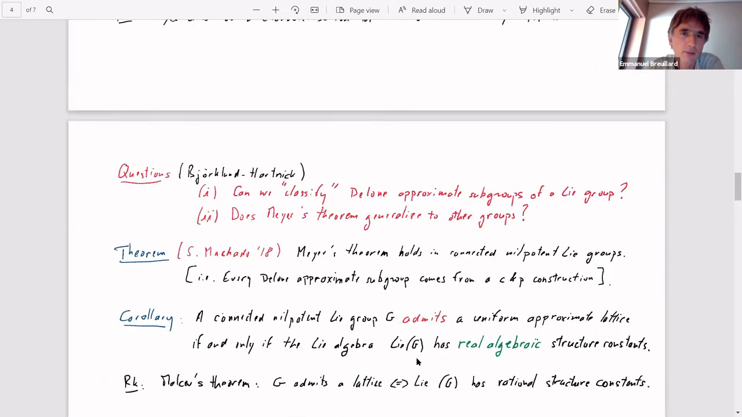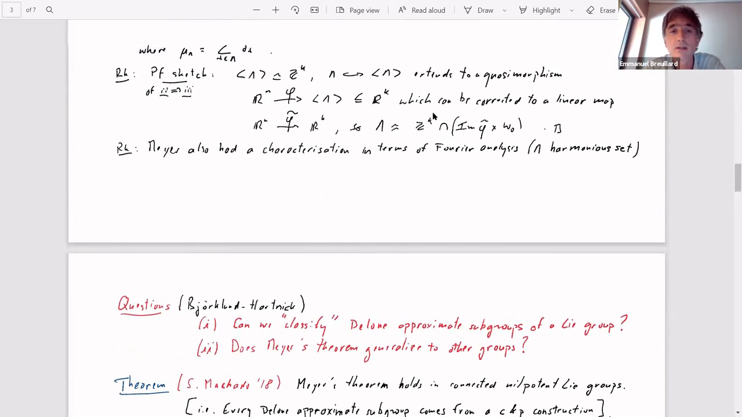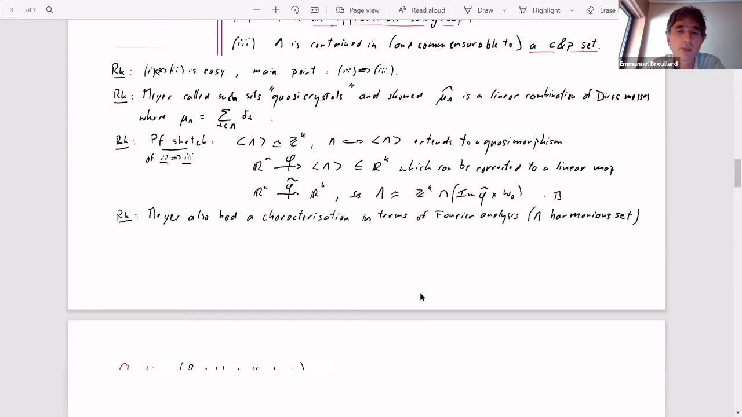So yes, the question which I want to address in this talk is a set of questions posed by Björklund and Hartnick. And the question is very natural, it is the following. First of all, can we classify Delone approximate subgroups of Lie groups, so approximate lattices? And second, does Meyer's theorem extend to other groups? In other words, if you have an approximate subgroup which is a Delone set in another locally compact group, does it come from a cut and project construction?